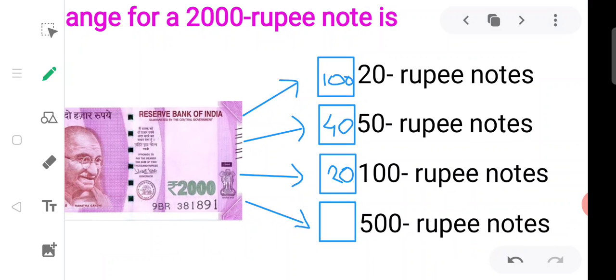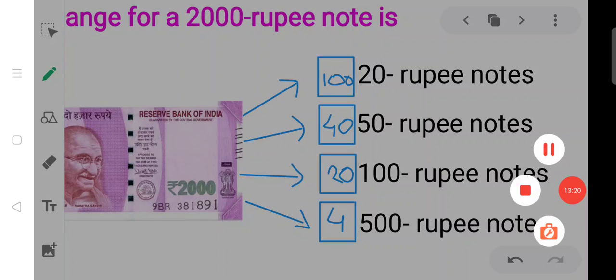Now the next one is 500 rupee notes. One 500 rupee note means 500. Two 500 rupee notes means 1000. So 4 500 rupee notes means 2000. So here we need 4 500 rupee notes for a change of 2000. So what did we see in this lecture? How to exchange big coins and notes for smaller ones.